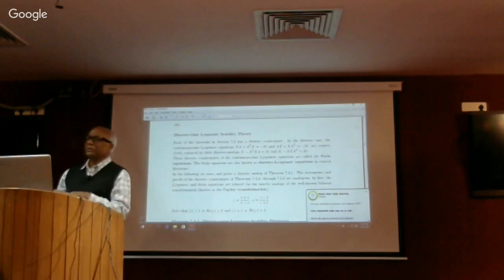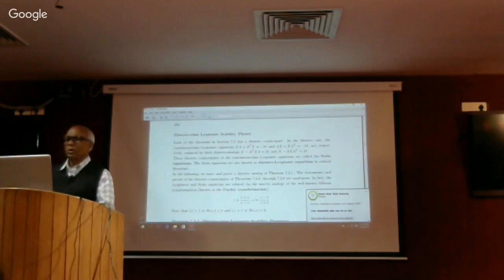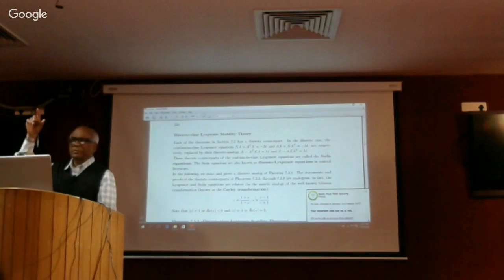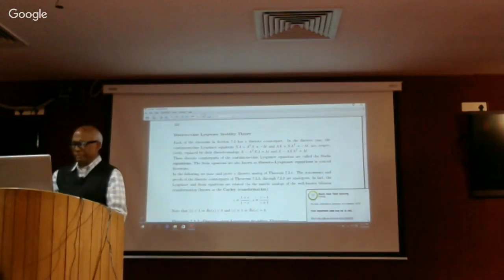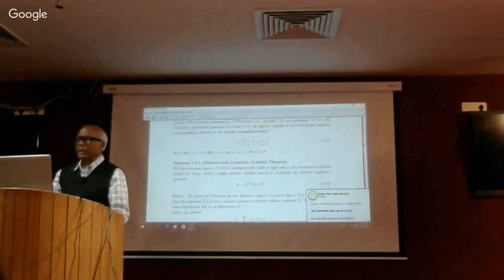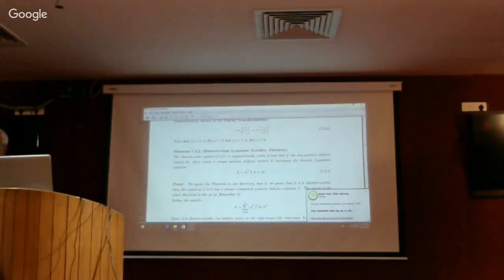There is a discrete-time Lyapunov equation also, which is of the form X minus A transpose X A equals some matrix. In continuous time, the matrix equation is XA plus A transpose X equals some matrix. In discrete time, the Lyapunov matrix equation is X minus A transpose X A equals some matrix. And again, we'll talk about how to solve a discrete-time Lyapunov matrix equation in a numerically stable way.